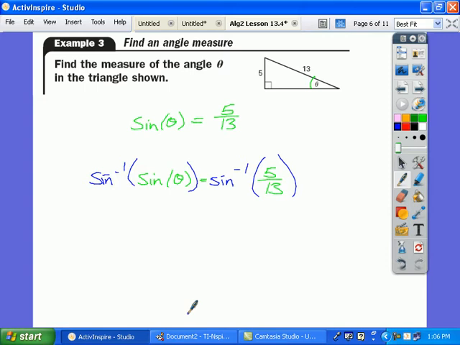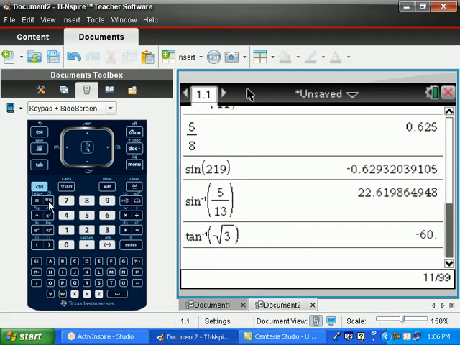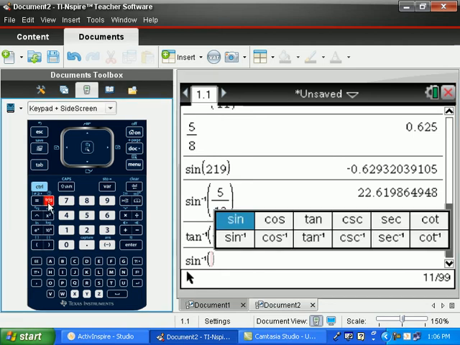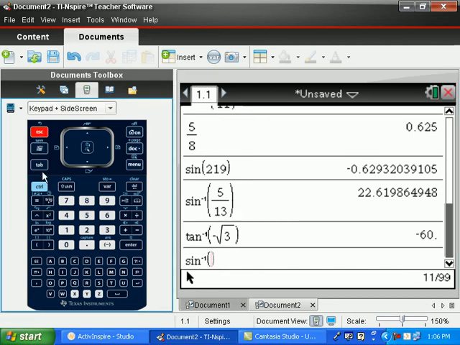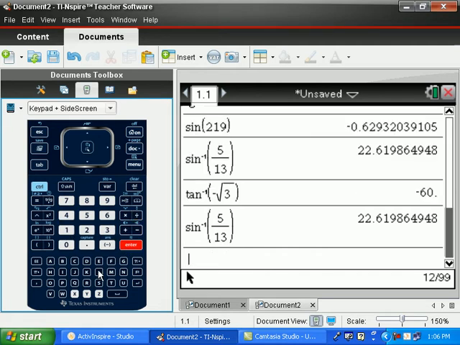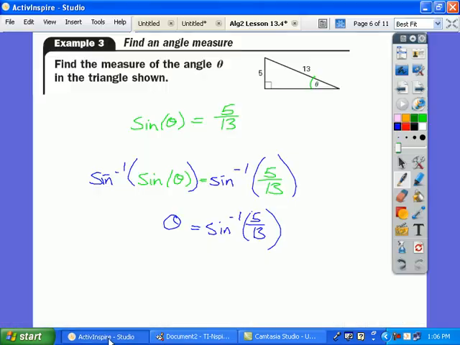Okay? And so what happens on the left side is we're left with just theta, and on the right side we're left with sine inverse of 5/13. And this, your calculator will handle. So on our calculators, we should just be able to go to the trig window, sine inverse. So again, here's the trig window. There's the button. Now I just type 5/13. And there we are, 22.6 degrees. Again, make sure that your calculator is in degree mode.